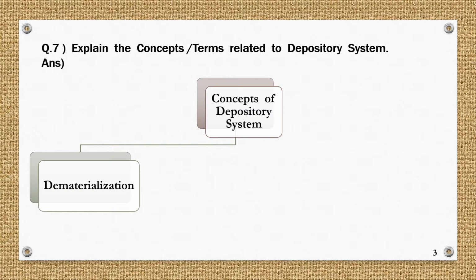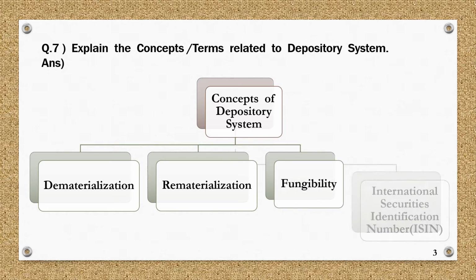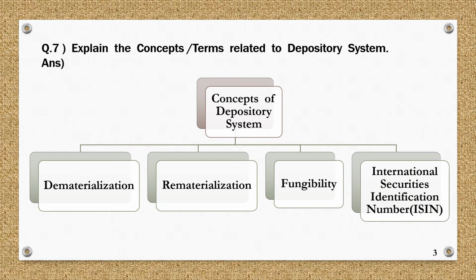The first concept relating to depository system is dematerialization. The second concept being rematerialization. The third concept is related to fungibility of securities. And the last one being ISIN, that is International Securities Identification Number. Let us now understand all these four concepts in detail. The first concept is related to dematerialization of securities.